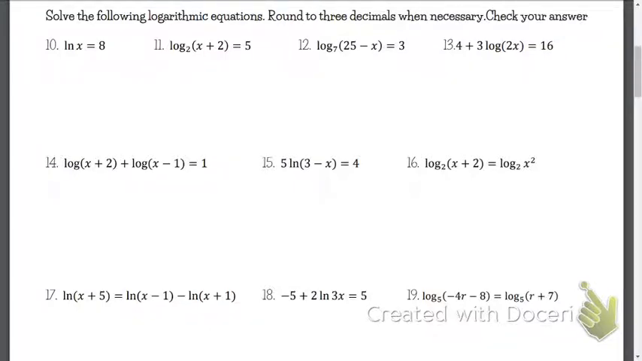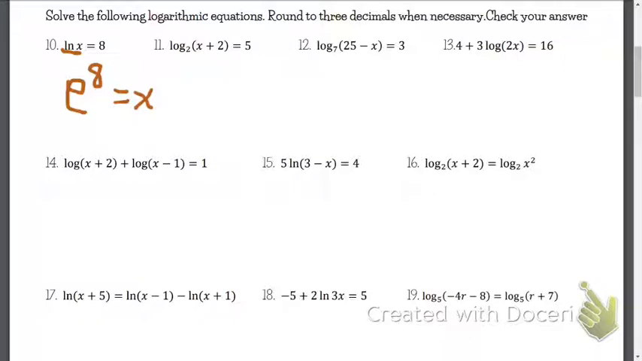Number 10, there's nothing extra we need to do. We don't have to divide by anything. We don't have to put anything to the power. We don't have to add or subtract. All we have to do is convert it. We cannot solve it as is. ln of x, well, what's x? We don't know. So we need to convert it to exponential form. What do we remember about our base in exponential form? It is e, okay? e to the 8th power is equal to x, all right?